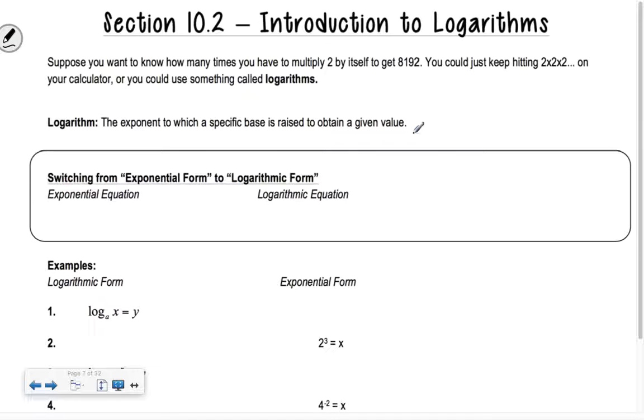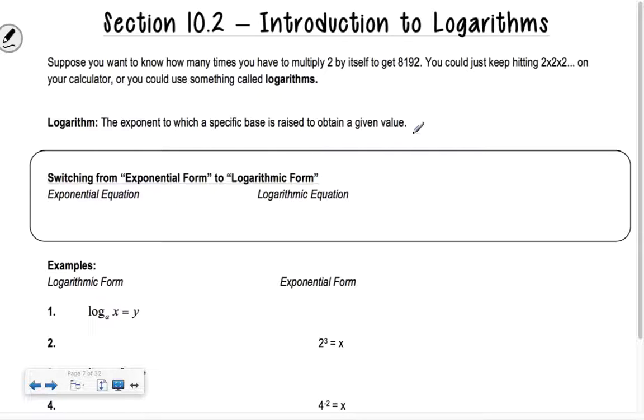All right, so section 10.2 is an introduction to logarithms. I know it's a strange word, but it says, suppose you want to know how many times you have to multiply 2 by itself to get 8,192. The way you would probably do it at this point is you would just keep doing 2 times 2 times 2 times 2 times 2, or 2 to the 7, 2 to the 8, 2 to the 9 on your calculator, right? So we don't really know how to find that otherwise.